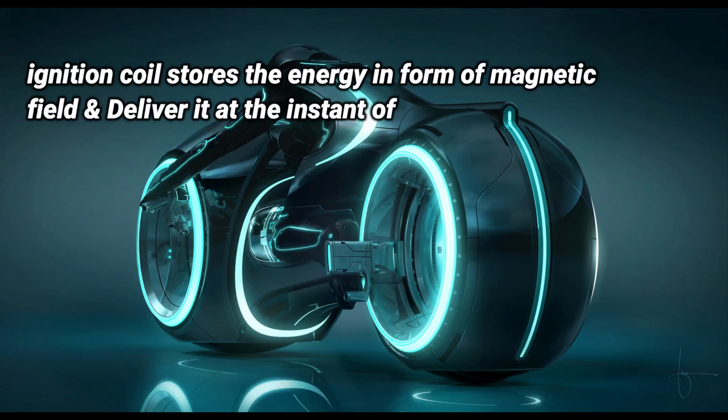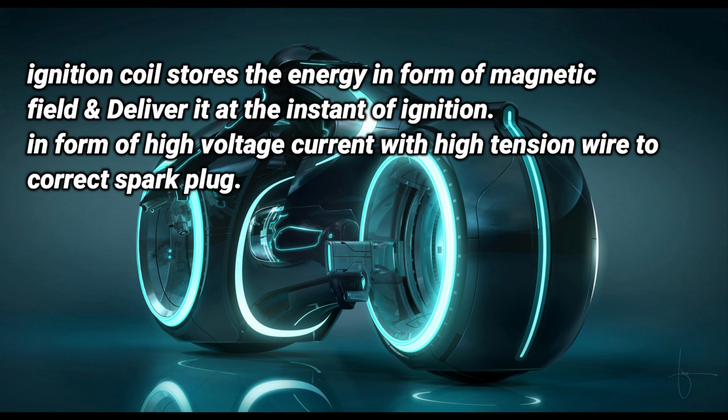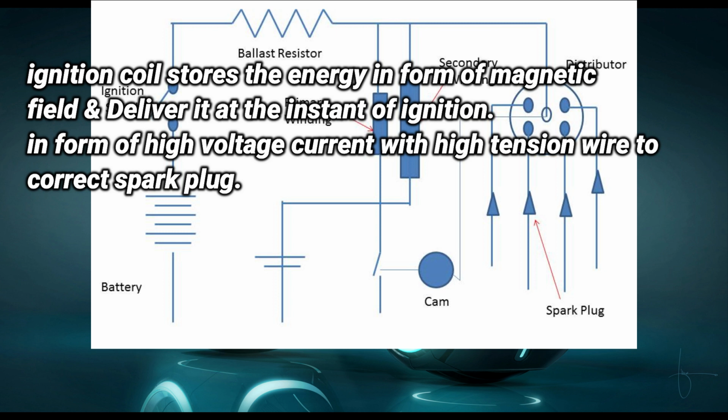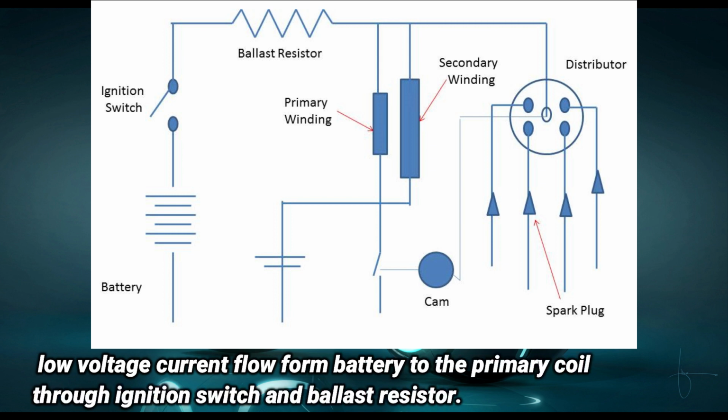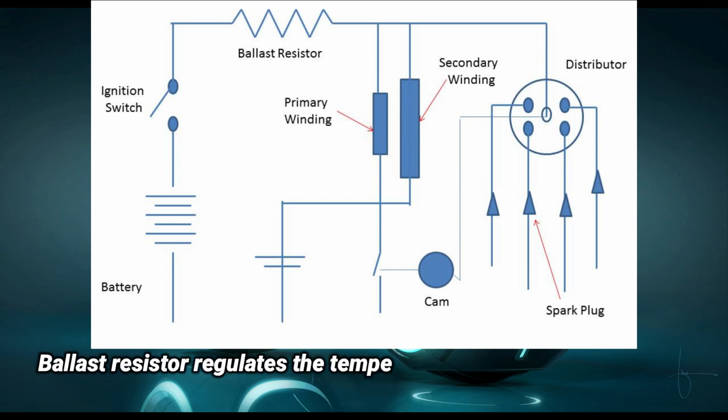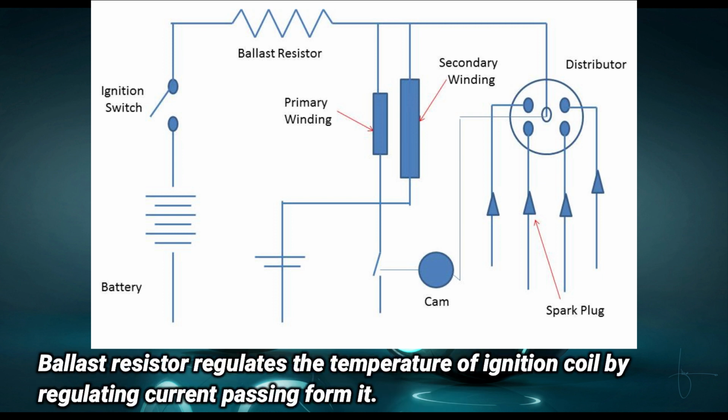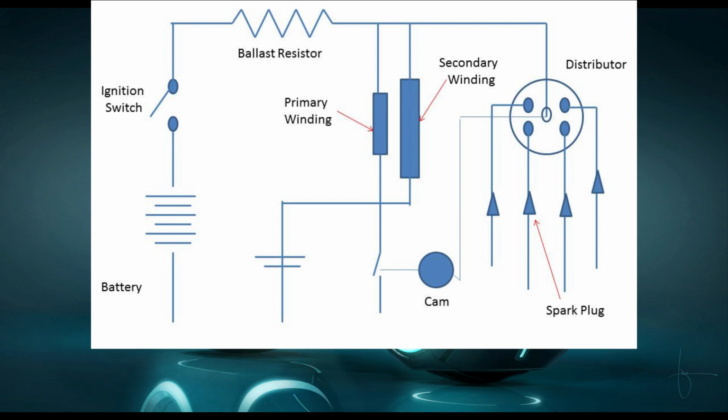In the battery ignition system, the ignition coil stores the energy in the form of a magnetic field and delivers it at the instant of ignition, in the form of high voltage current, through the high tension wire to the correct spark plug. The diagram of a 4-cylinder battery ignition system is shown here. First, low voltage current flows from the battery to the primary coil through the ignition switch and ballast resistor. The ballast resistor regulates the temperature of the ignition coil by regulating the current passing through it. The ignition capacitor is connected in parallel with the contact breaker. One end of the secondary winding is also grounded through the contact breaker.